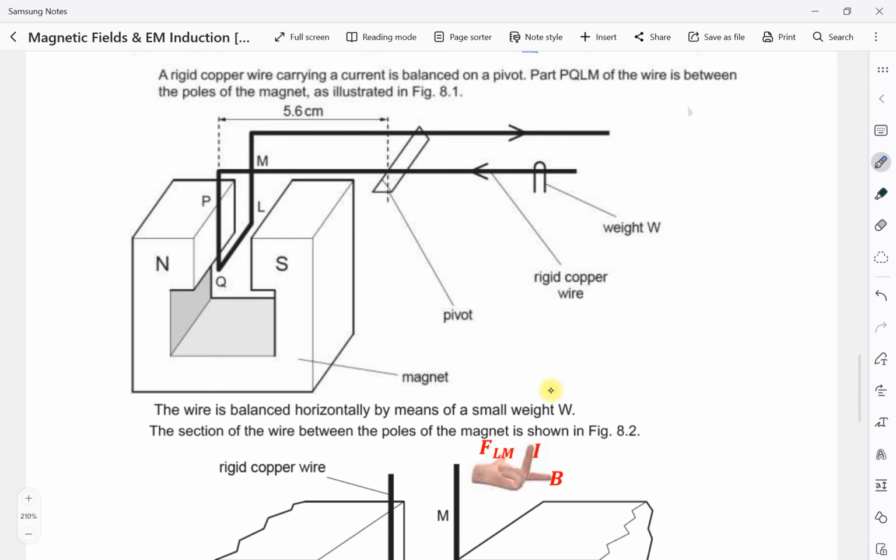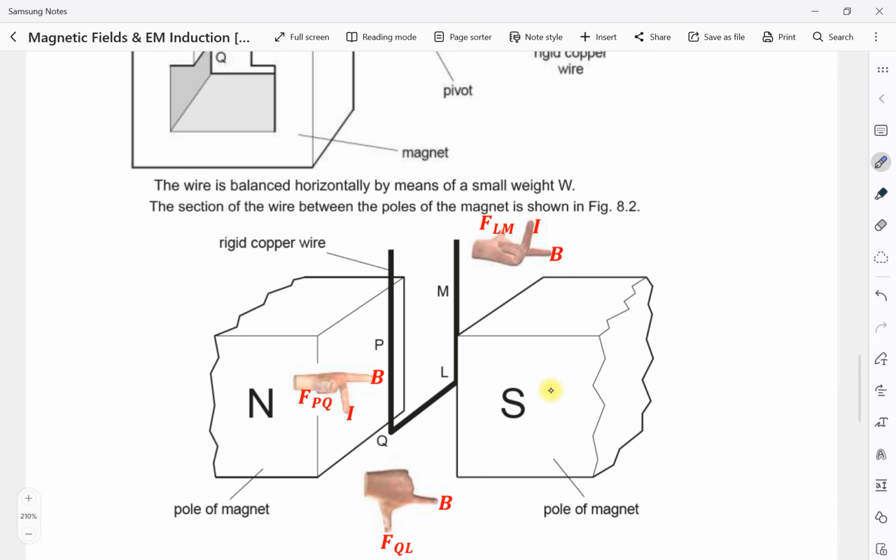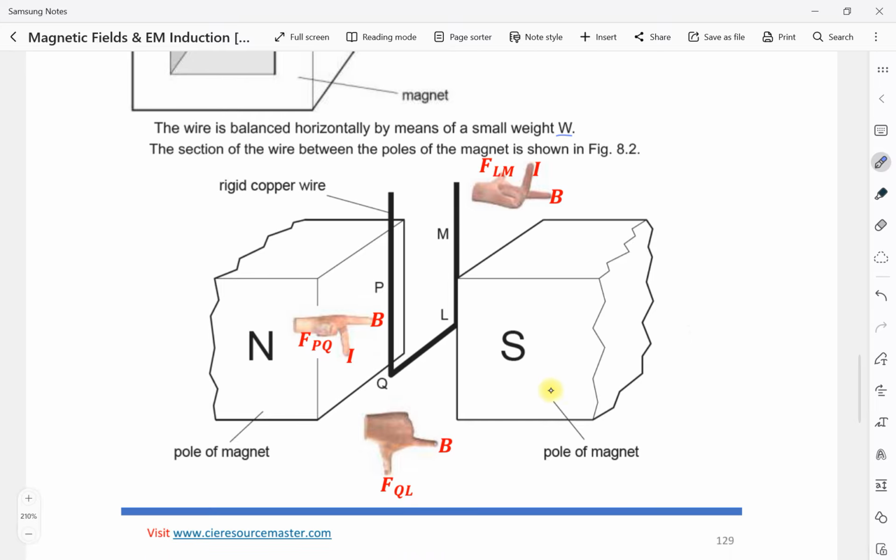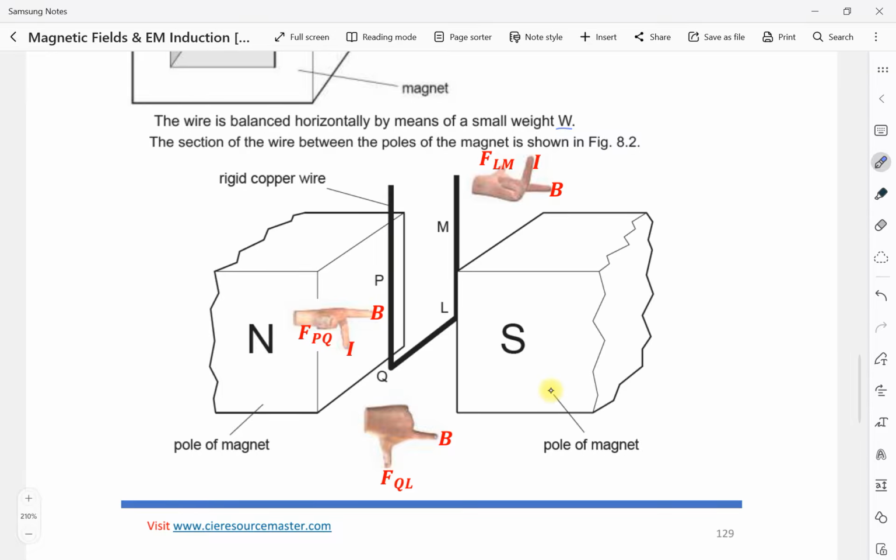Of course, you and me know that the magnetic field lines originate from north and terminate to the south. The wire is balanced horizontally by means of a small weight W. The section of the wire between the poles of the magnet is shown in the figure. So they have shown us now the section of the wire which is in the magnet, between the poles of the magnet here. Do not forget the magnetic field lines originate from north to south.